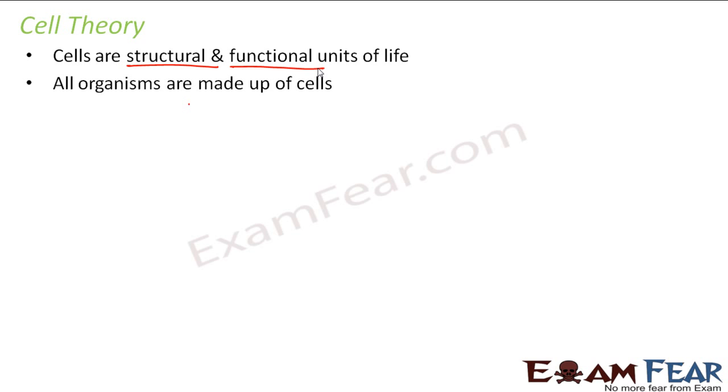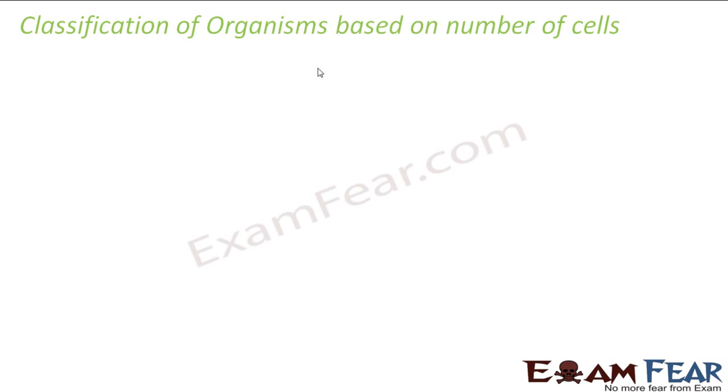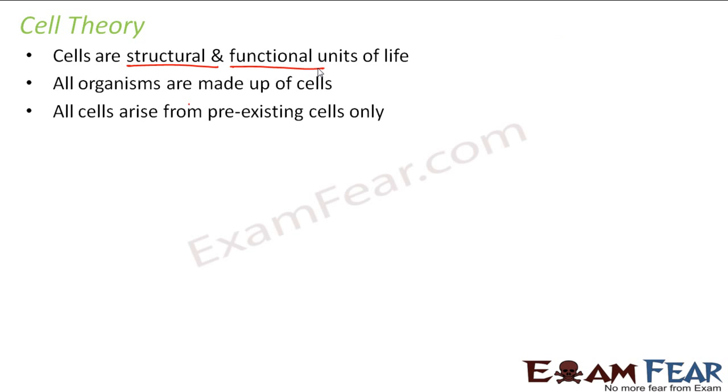The next thing the cell theory told was that all organisms are made up of cells, be it plants, animals, bacteria, fungi, birds, whatever it is. Every organism is made up of cells. And all cells arise from pre-existing cells only. That means it is not by some magic that cells come up. So cells arise from pre-existing cells. These were some of the points given in the cell theory. This cell theory, as I mentioned in the previous slide, was given by a pair of scientists, Schleiden and Schwann, right? Okay, so now we are aware of the cell theory. We are also aware of what a cell is.